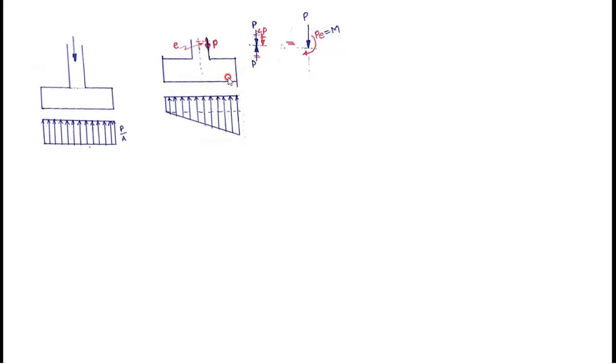Okay. When it is acting like this, then obviously we will get more stress at one side and less stress at another side. Then when we work out with the theory of bending stress, we will get the total stress as P by A plus M by Z. Z is the section modulus, Z means I by Y. Now here the minimum one I can say is P by A minus M by Z.